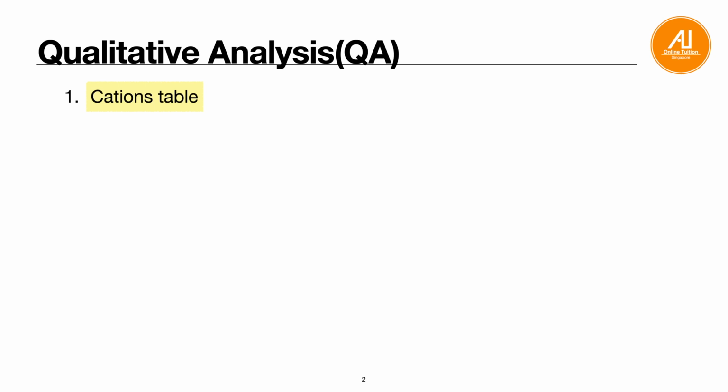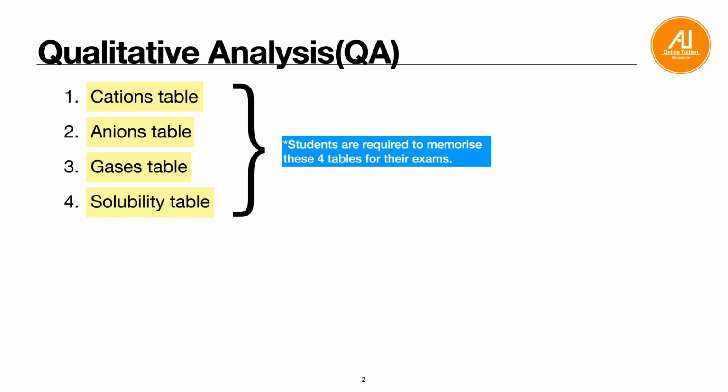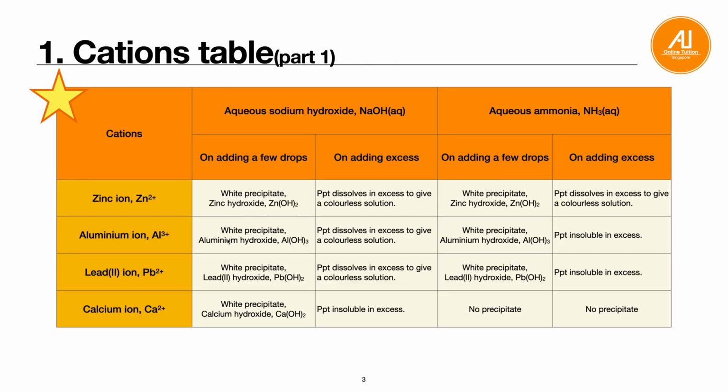There are 4 tables that you're supposed to memorize. The first one will be the cation table, anion table, gases table, and solubility table. So just take note, students, these 4 tables you are supposed to memorize for the exam, because the tables are not given to you. Alright, let's go through the first table.